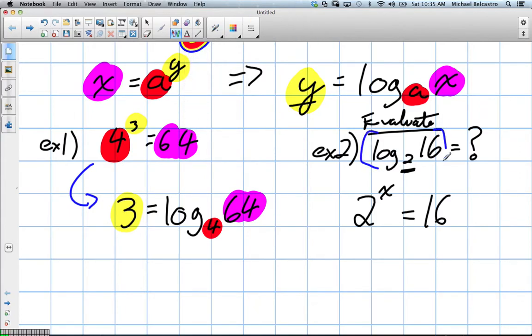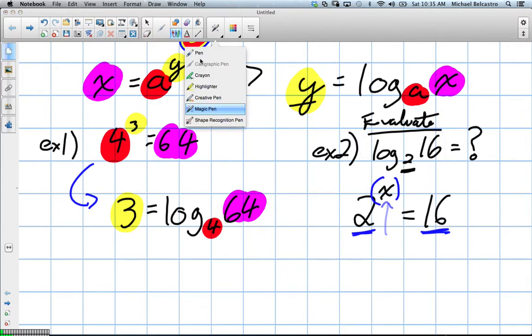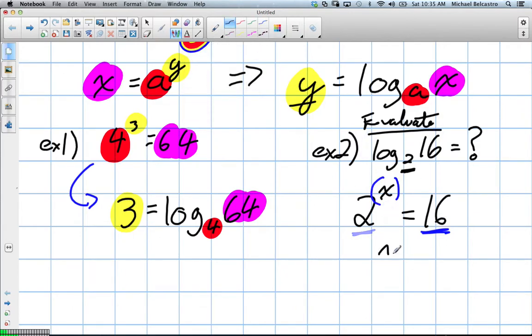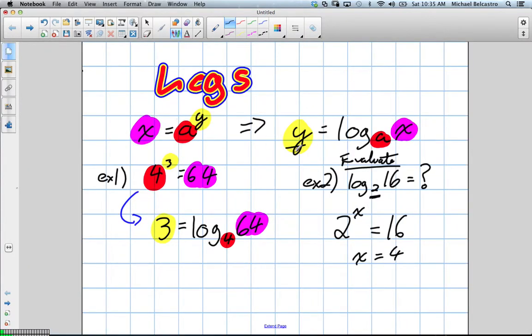In the log form, it's confusing what our answer is going to be. But when we're looking for the exponent, we know that we can put 2 to a certain number to get 16. Do you happen to know what number that is? Yeah, exactly. So we know that x, in this case, is going to be the equivalent of 4. Okay, so let's take a look at that.